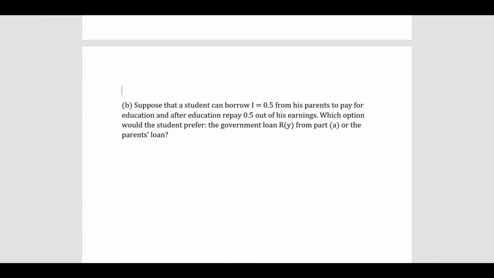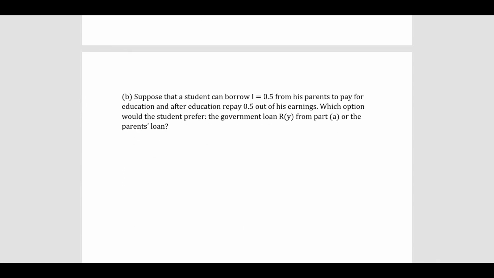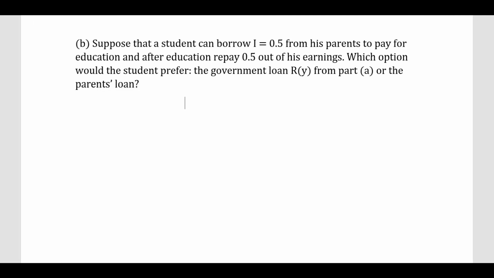So for part B, we basically want to compare two different loan contracts, or two different debt contracts. Suppose that a student can borrow 0.5 from his parents to pay for the education, and after education repay 0.5 out of his earnings. Which option would the student prefer, the government loan or the parents' loan? So we need to compare two different debt contracts now. So we need the expected utility from part A, so we actually need to have values now. They've actually told us to do that.